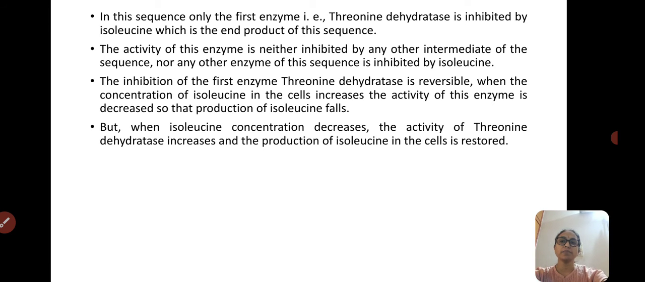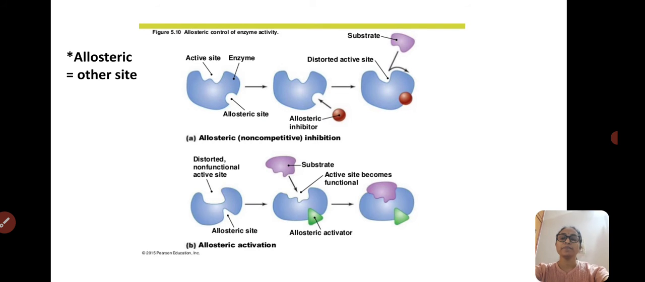Inhibition of the first enzyme, that is threonine dehydratase, is always reversible. When the concentration of the isoleucine in the cells increases, the activity of the enzyme is decreased, so that the production of isoleucine falls or stops. But when isoleucine concentration decreases, the activity of the threonine dehydratase will be restored, and it increases once again for the formation of isoleucine in the cells. So this is how the feedback inhibition works.